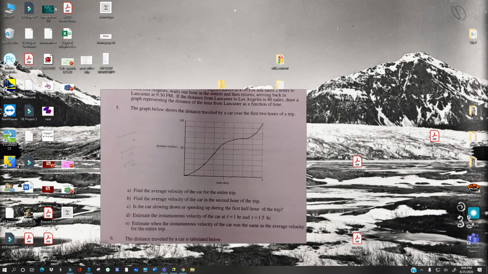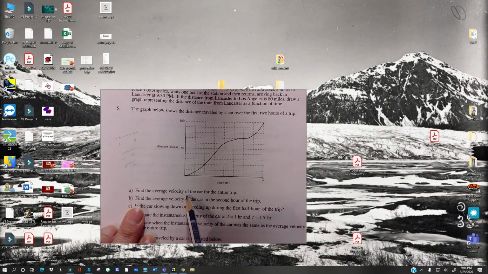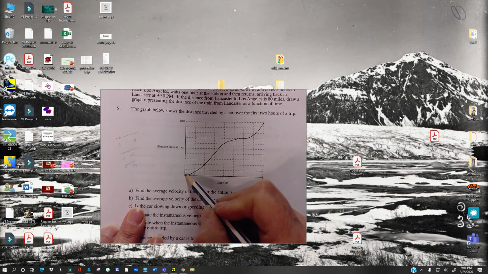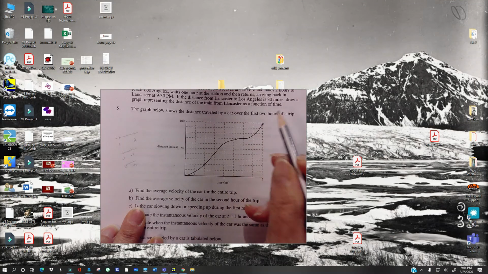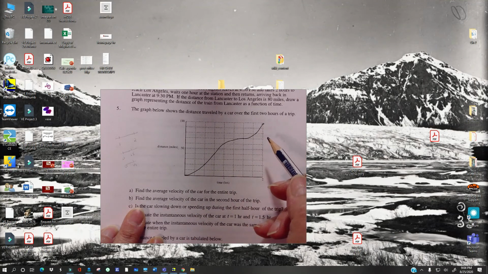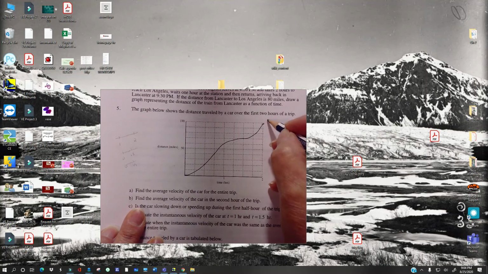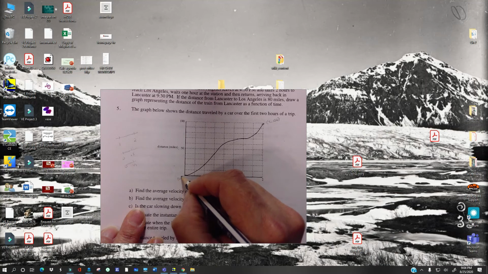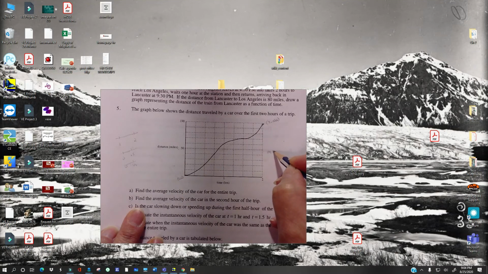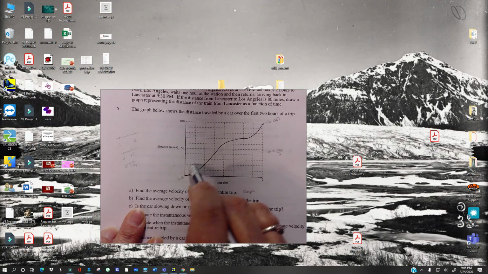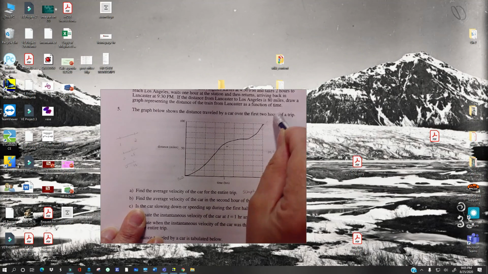All right, let's try and tie this together. We're going to find the average velocity for the entire trip. We connect these two endpoints with a secant line. You don't really have to connect it with a line, but this is the point (2, 100), and we've got the point (0, 0) here. The slope of that secant line is just 100 over 2, or 50 miles per hour. Remove that line now.